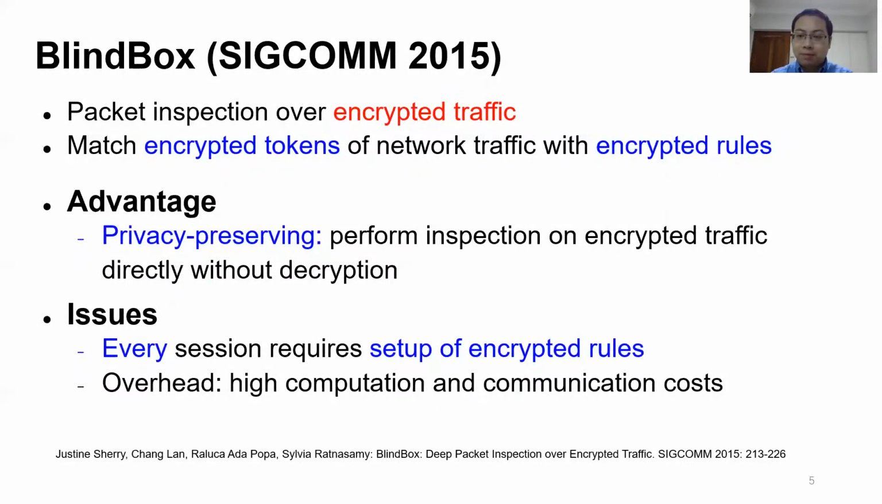However, BlindBox comes with some issues. In order to perform inspection of encrypted traffic, first, a setup phase is required over every session. The double circuit approach of their setup incurs significant communication and computation overhead. The detailed overhead is about 97 seconds and about 50 gigabytes of bandwidth for a 3000 rules setup.